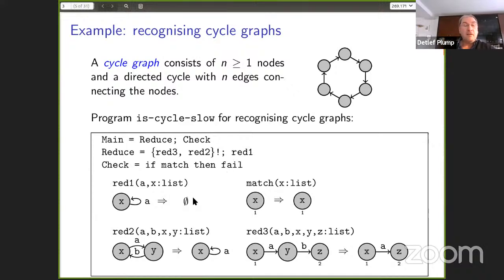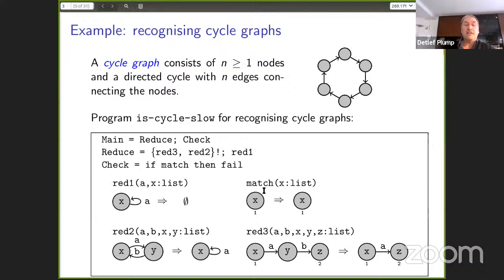If red 1 is applicable, we still can't be sure that the initial graph was a cycle graph, because there might be garbage around. Suppose we have a disconnected input graph, the cycle graph, and some other nodes lying around. So we still have to check, is there any garbage? This is the purpose of this check subprogram or macro. So check simply tries to match this rule called match with any node, any gray node that might still be around. Remember, we have already found the one node cycle graph, but there might be garbage nodes.